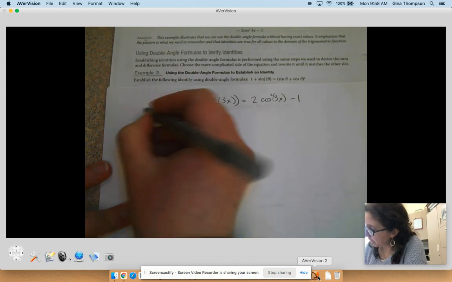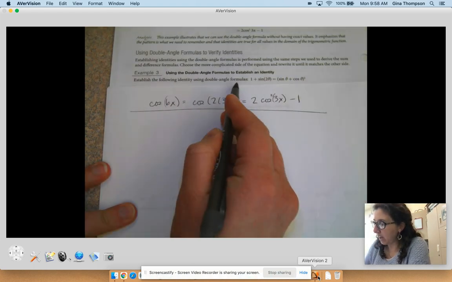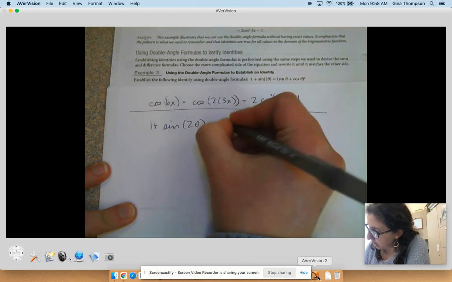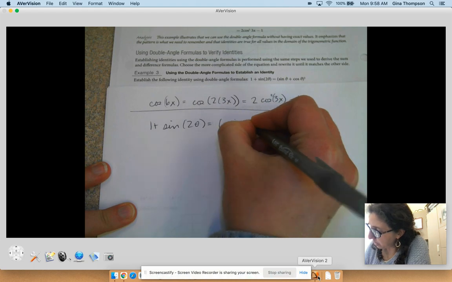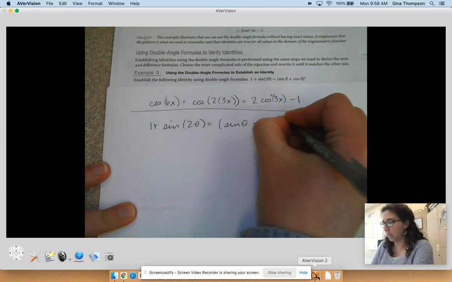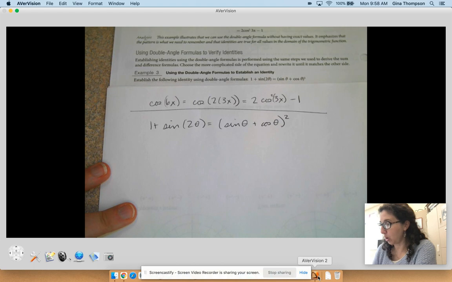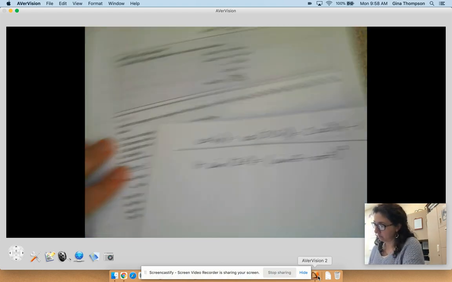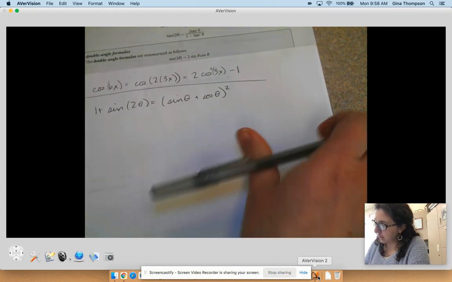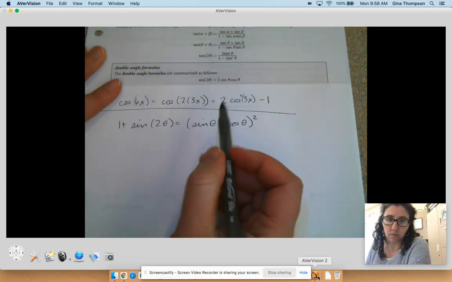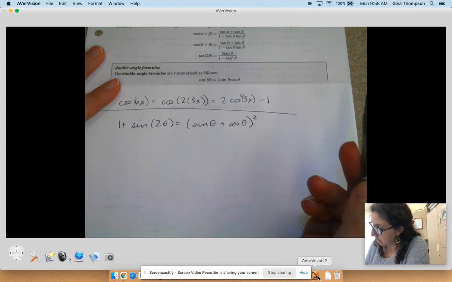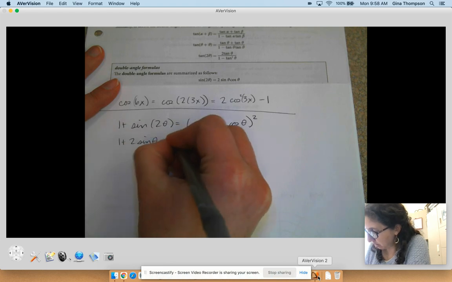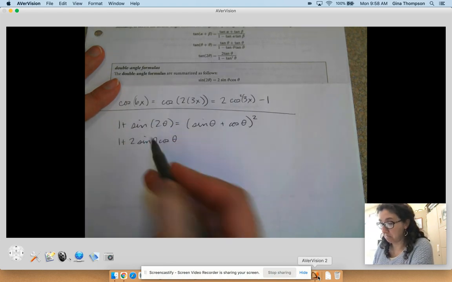Establish the following identity using double angle formulas. They want us to show that 1 plus sine of 2 theta equals sine theta plus cosine theta, this whole thing squared. Okay, so we'll go to our equations. And let's see, sine of 2 theta is this. So let's write that. 1 plus 2 sine theta cosine theta. I'm just replacing this with that equation.